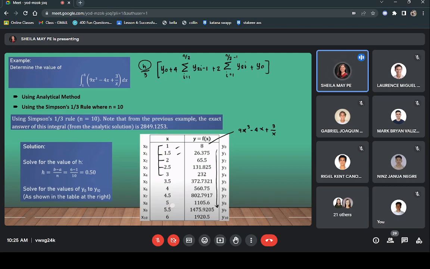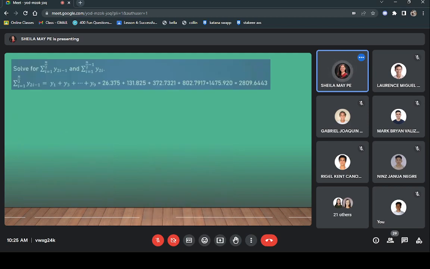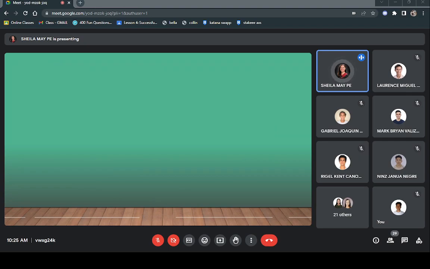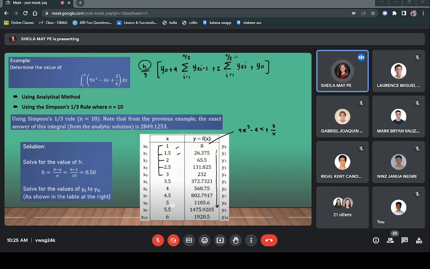Next, we need to solve for the summation of the odd and even y's, the in-between bases. The odd ones between 0 and 10 are just 1, 3, 5, 7, and 9, five of them. You just add them: y1, which is 26375, then y3, y5, y7, and y9. Add them up and that's the total of our odd terms.